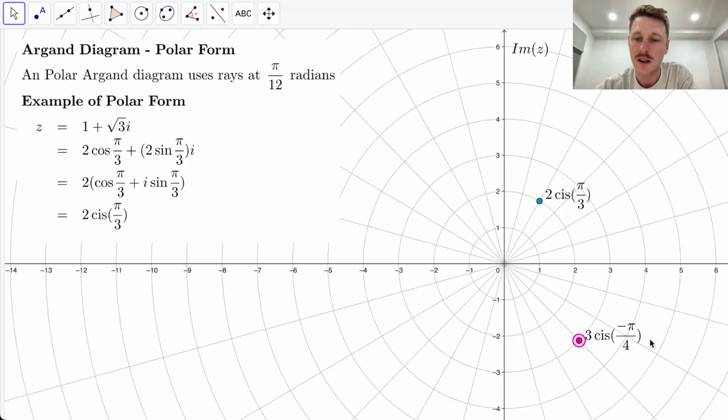3 cis negative pi on 4, and that should make sense because you can see that it's a radius of 3 away, 1, 2, 3, and we've gone negative pi on 4, which is negative 45 degrees. So we're down here, exactly at that point. I encourage you as a little exercise, see if you can convert that back to Cartesian form and see how you go with that.